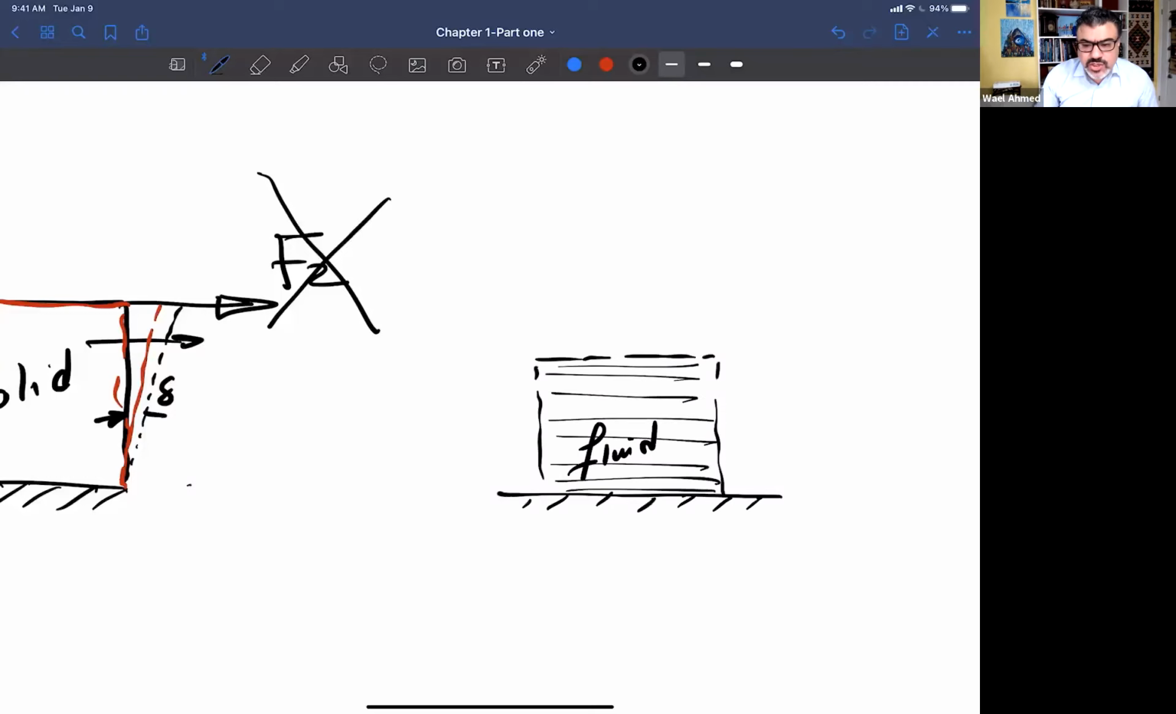And in order to apply a shear stress on this liquid, let's assume that we are putting a plate here that has the same area, okay? And now I'm putting force here, right? And now I'm applying a shear stress on this fluid. So what will happen here? There's gonna be some deformation, right? Similar to the other material. And what happens if I remove this force now?